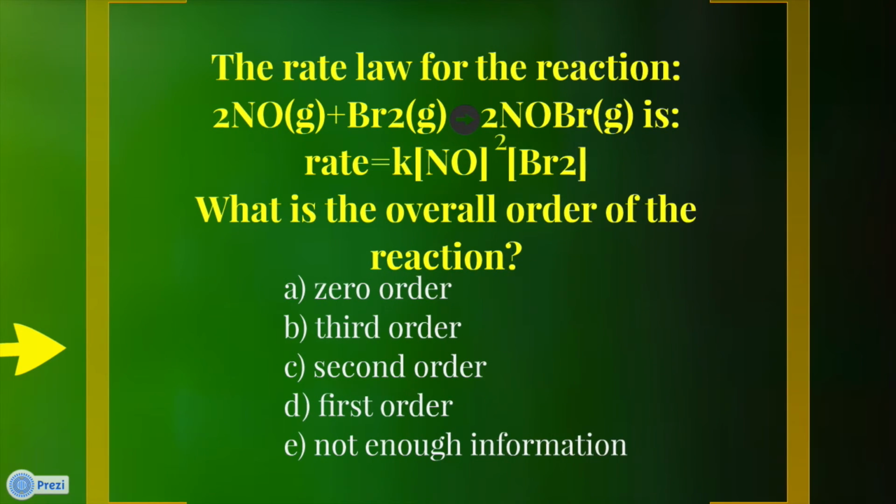The rate law for the reaction shown is the following. What is the overall order of the reaction? So the overall order of a reaction is the sum of the exponents of that rate law. The two exponents on this rate law are 2 and 1. So when we add these two, we get 3. Therefore, the answer is B.